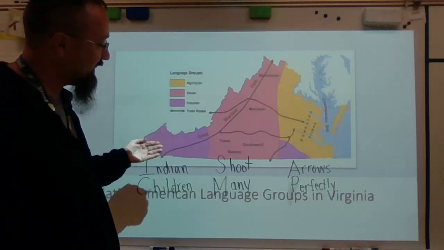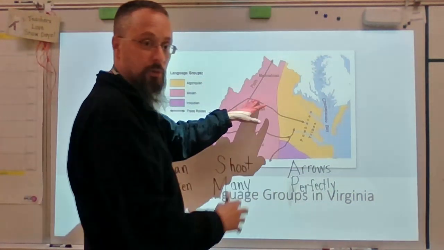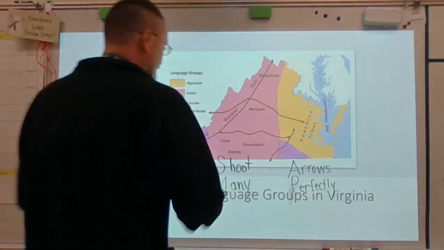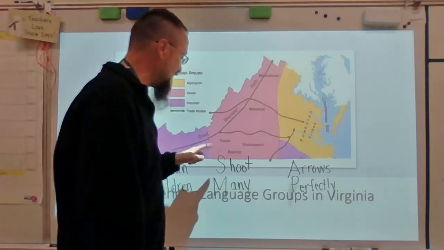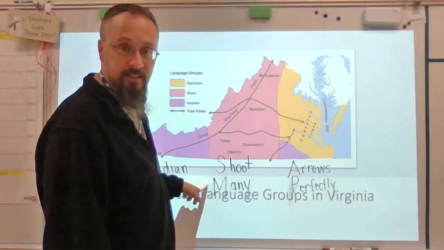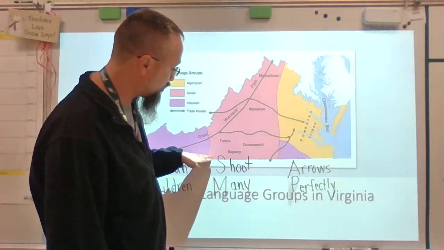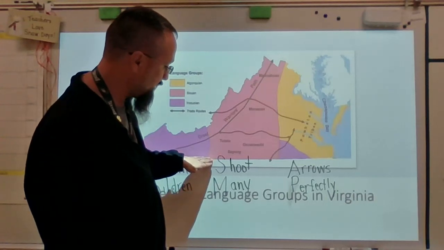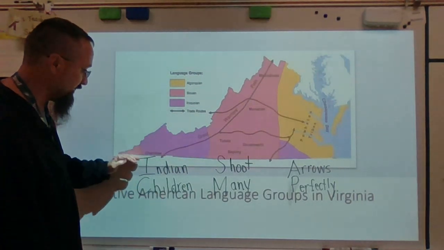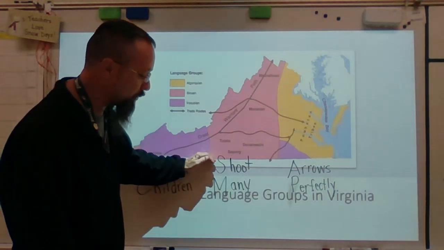And then as we move east across Virginia, we get to this region, which would be, you're right, the Piedmont region. And this would have the Siouan language and the Monacan tribe. And you would remember that by saying shoot many. Siouan, Monacan. So here we have Iroquoian, Cherokee, Indian children, shoot many, and that would be for the Siouan and Monacan.